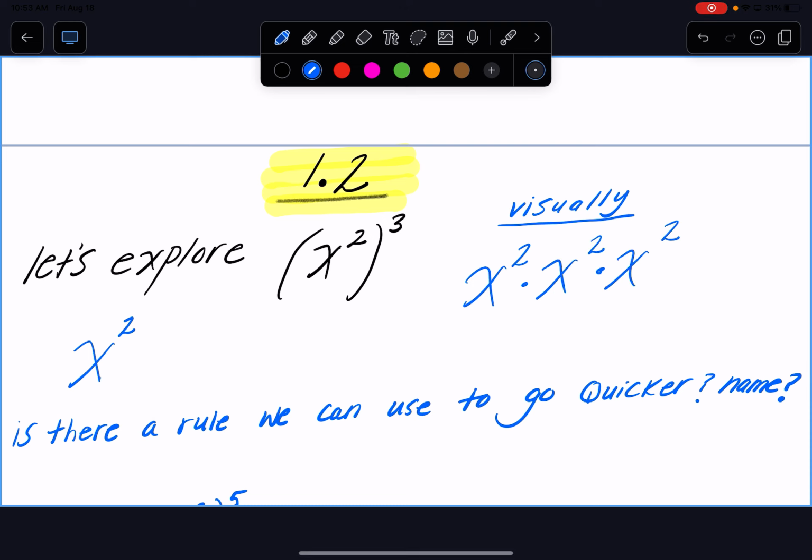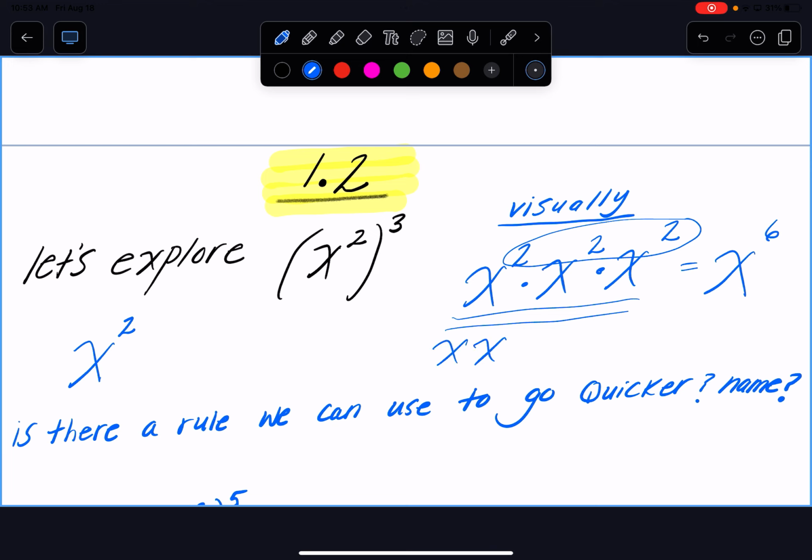True? Yeah. So then from there, we know when you multiply the same base, what do you do with your exponents? You add them, because that's where we're at this point. So what are we going to get? X to the 6.